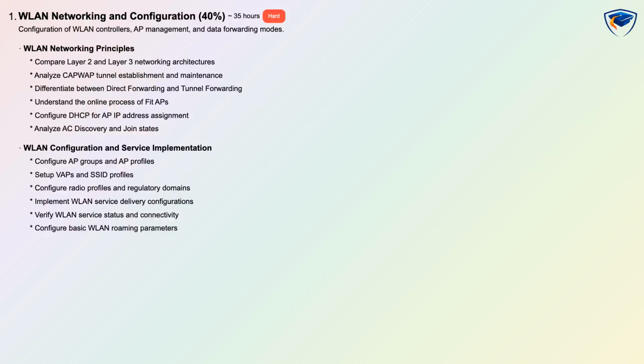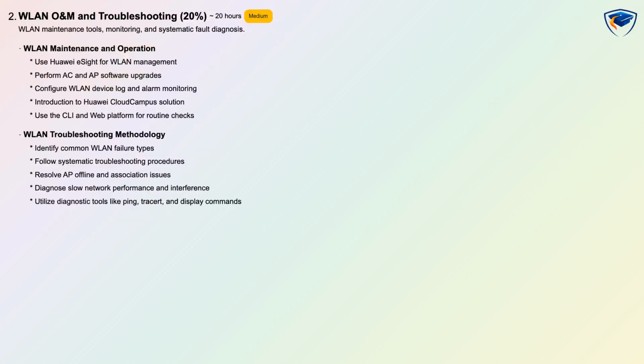on controllers and APs. WLAN O&M and troubleshooting carries 20%, is medium difficulty, and has an estimated 20 hours of learning with scenario-based assessments. You will use Huawei eSight and both CLI and web platforms for routine checks, perform AC and AP software upgrades, and configure device logs and alarm monitoring to maintain service health.